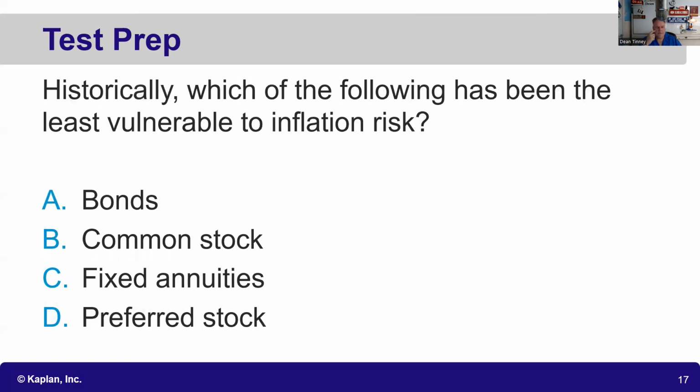Historically, which of the following has been least vulnerable to inflationary risk? Inflation risk is very much a test question. It's common stock. So I would definitely know. Bonds, no. Remember, fixed income investment vehicles, A, C, and D don't typically do well. You could have got this right with what I call the Sesame Street trick. One of these things is not like the other.